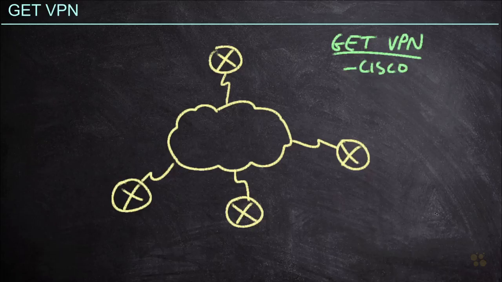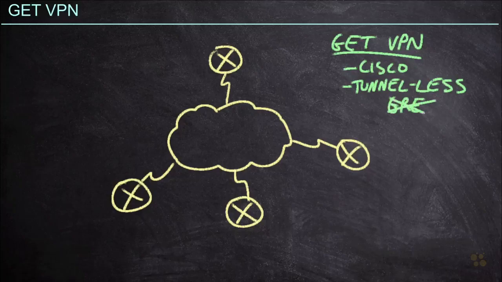And the most fascinating part about GET VPN is that it is tunnelless, which effectively means that we are not using GRE. It also abandons the hub and spoke topology of DMVPN in favor of any-to-any communications. Both topologies are point-to-multipoint, but any-to-any has no concept of a hub. So that's great, but what does this functionally mean?